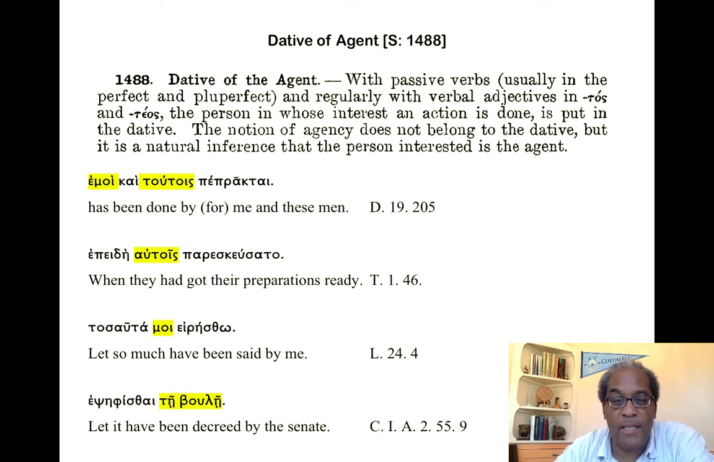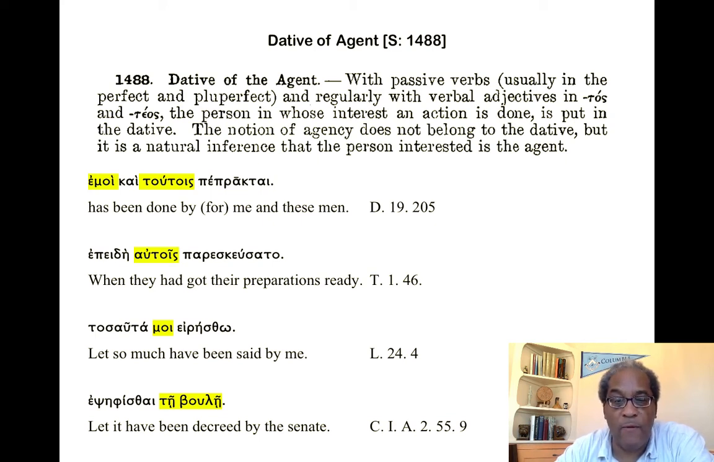And then from Lysias, so much have been said by me. So here we have a third person imperative. Tos auta moi eresto. Let so much have been said by me.